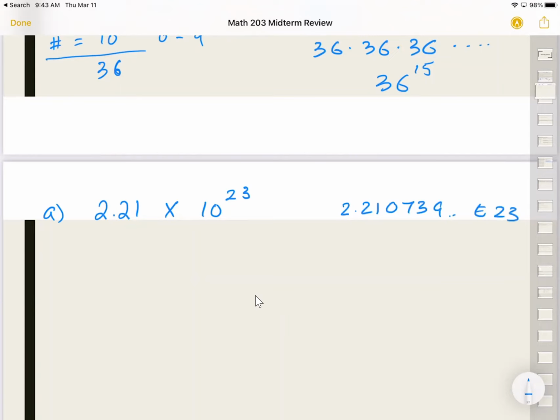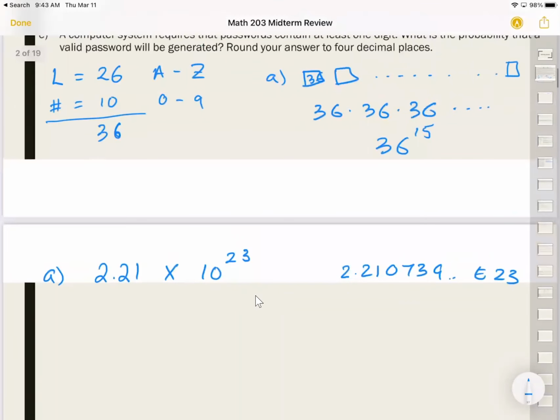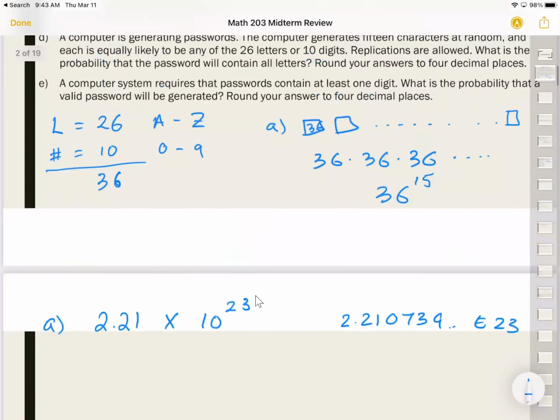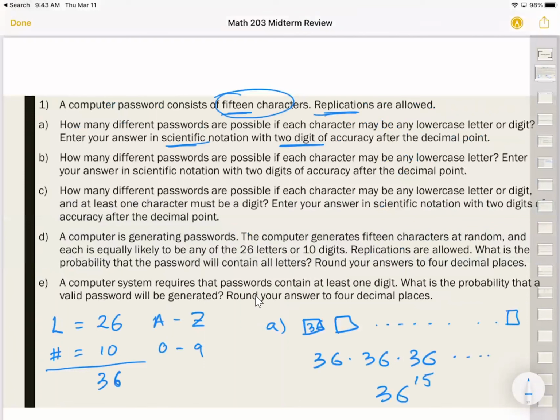So again, if you type in 36 caret 15, you should get 2.21 times 10 to the 23rd. They tell us that they want two-digit accuracy, so two decimal places, which is 2.21. Everybody see that in example 1A, this is the total number of items that we have.